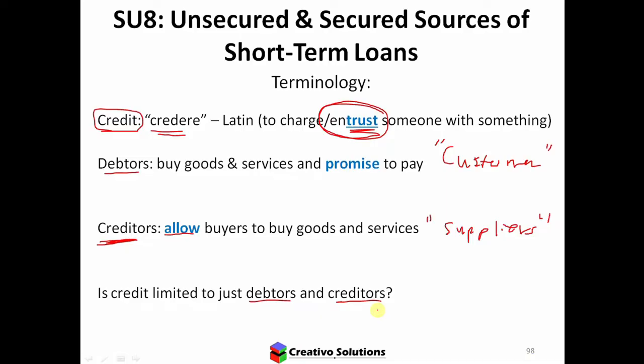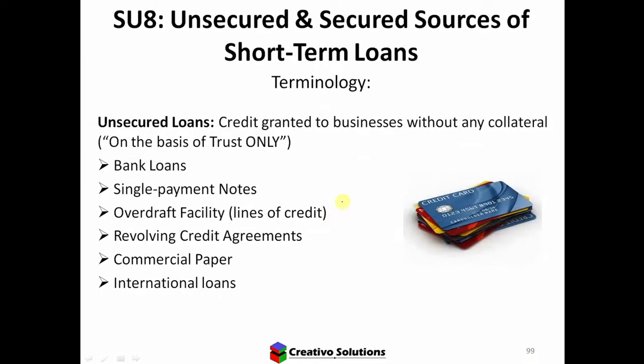Overdrafts. So when we're looking at unsecured loans, this is credit granted to the business without collateral. Collateral, we spoke about it earlier. Collateral is security. If you don't pay off the debt, there's some form of collateral. Here, this is without. In the textbook, it's on the basis of trust. Remember, there's no additional collateral. In the textbook, they give you these examples. A bank loan, that's an obvious one. I'm sure you know what that is.